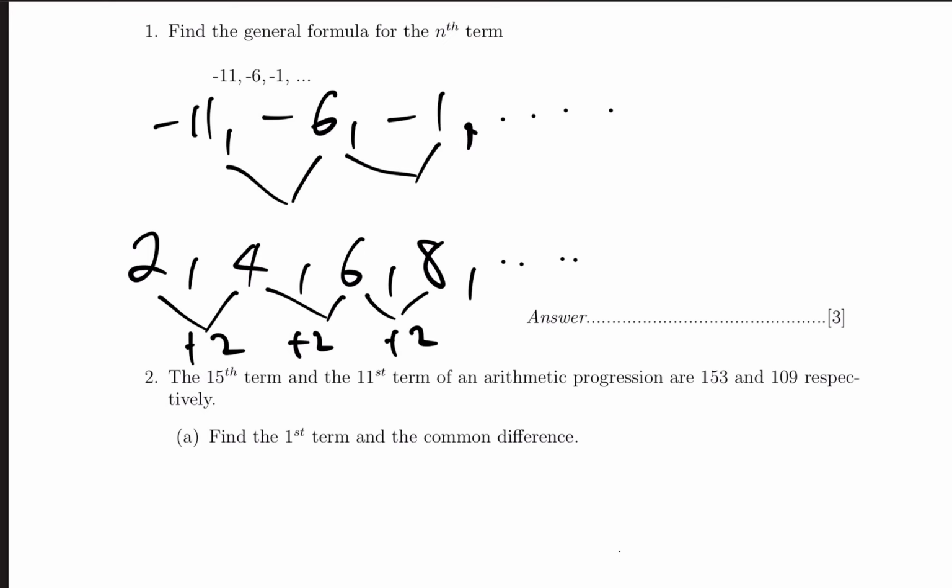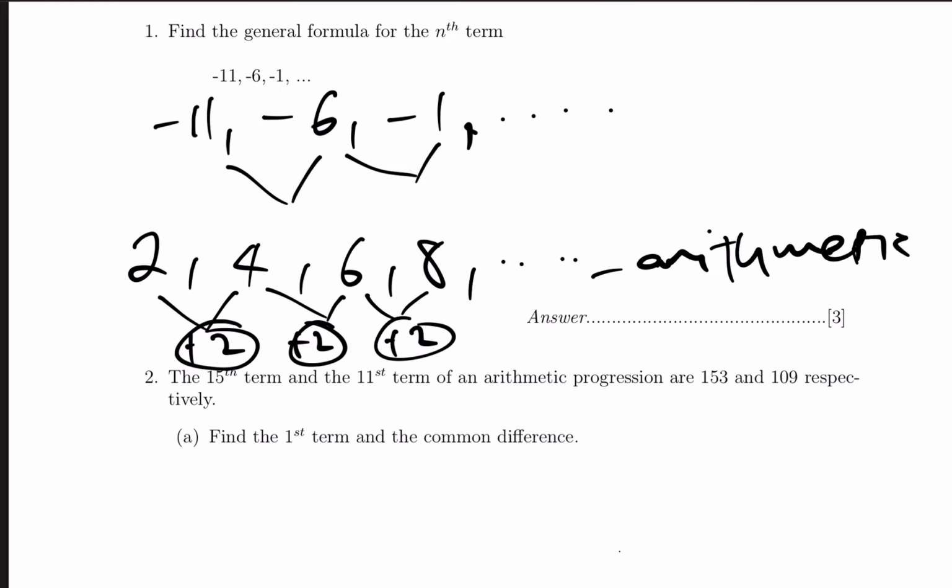In other words, we add a constant number; the difference between the consecutive numbers is consistent, which is 2 in all cases, as you can see here. So we call this sequence an arithmetic sequence.